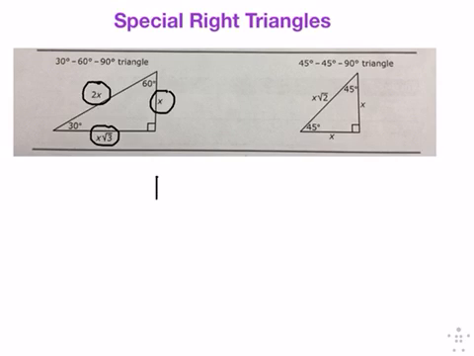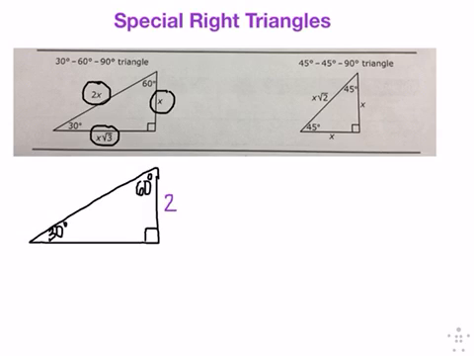So I'm just going to give you a quick, easy example. Let's say, for example, I know that the side opposite from the 30-degree angle is 2. Well, then to find the side opposite from the 60-degree angle, I would do 2 multiplied by the square root of 3. And then the hypotenuse is going to be 2 times 2. So that gives me 4.